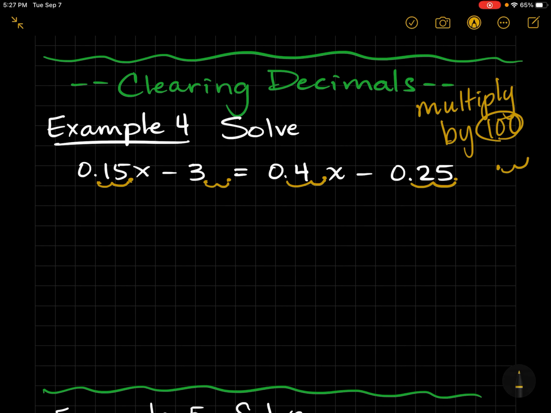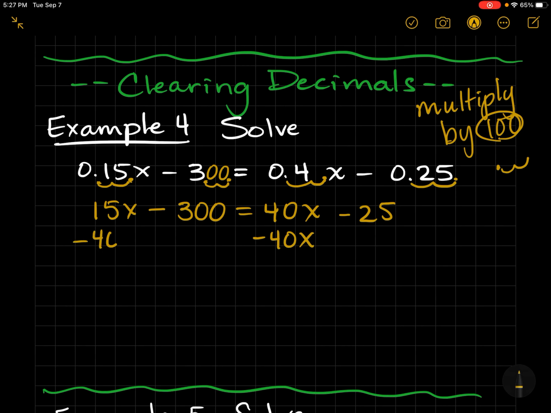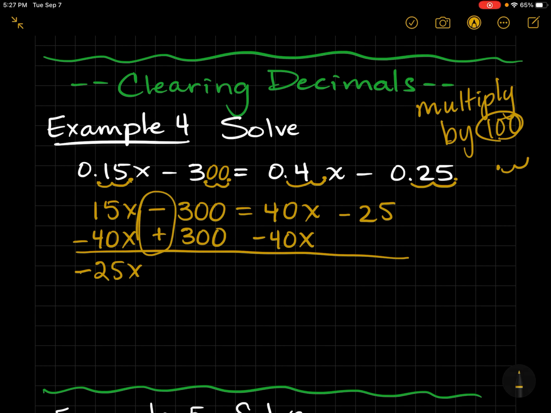Now, watch how lovely this equation becomes. This becomes 15x. Now, when you move that decimal, we need some placeholders. This becomes 300, 40, and 25. Now, super easy. I'm going to move my x's to the left. However, if your preference is to move to the right, that's absolutely fine with me. You'll get the same answer. Again, notice those opposite signs.